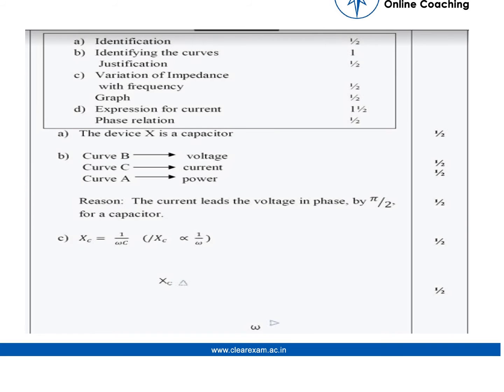Now coming to the solution, in part A, the device X is a capacitor. The curve B is of voltage, curve C represents the current, and curve A is of power. The reason is that the current leads the voltage in phase by pi by 2 for a capacitor. And lastly, in part C, Xc is 1 over omega C, so we can also write Xc is inversely proportional to omega. Right.